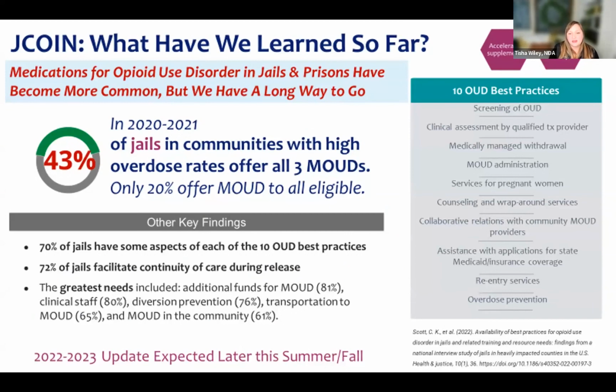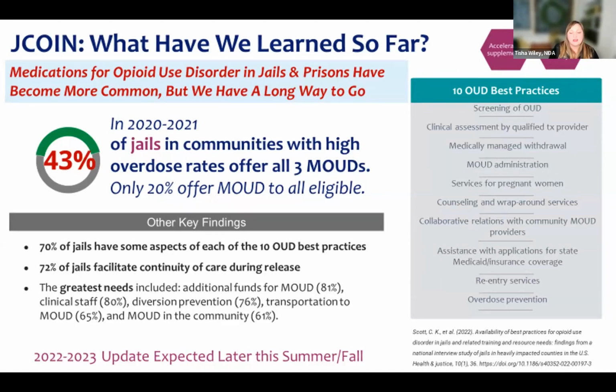And what we found from that survey, which was executed in 2020 and 2021, which was a tough time to be collecting that data, was that the field was rapidly shifting. Now, 43% of jails that we surveyed reported that they were offering all three medications, but the devil is really in the details, because only 20% of those were offering all three medications to anyone that was eligible. But more than that, what this study does is provide us a roadmap for where we need to go in terms of addressing best practices.